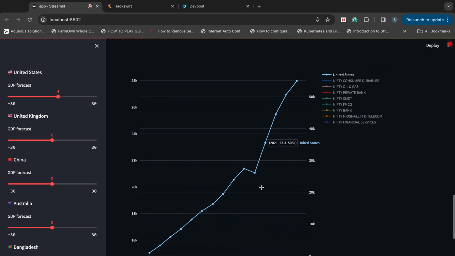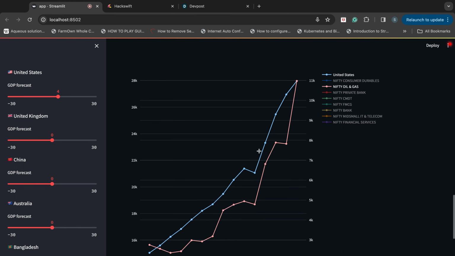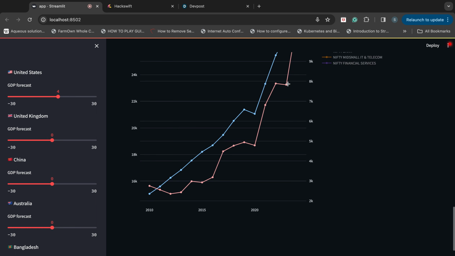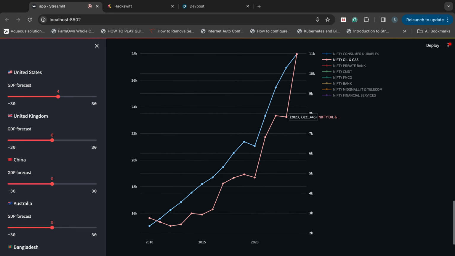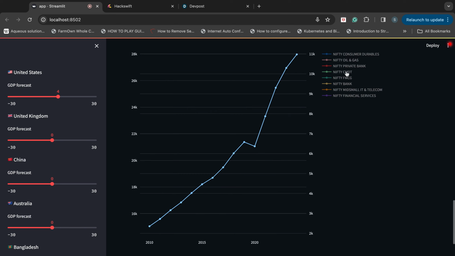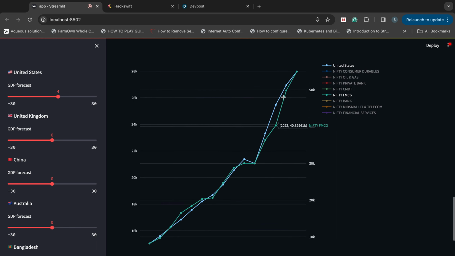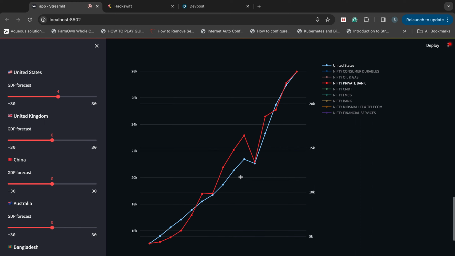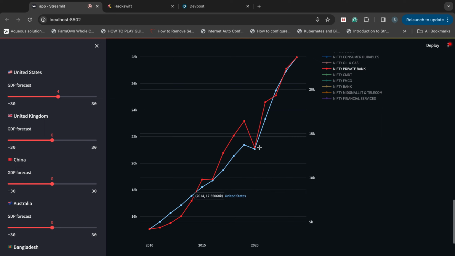So we see that the blue line represents the US GDP curve. So we see oil and gas. Oil and gas is roughly correlated with the GDP curve of the US. The pattern is almost same. Then we see FMCG, which is highly correlated with the US GDP curve.